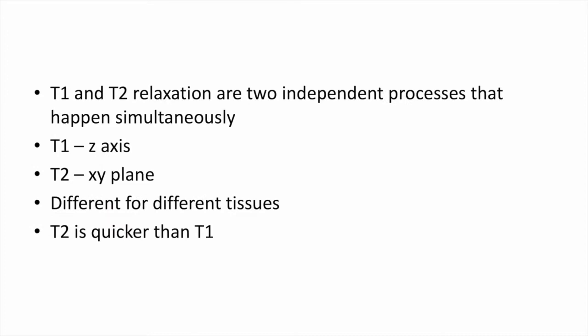So, to make it short, T1 and T2 relaxation are two independent processes that happen simultaneously. T1 relaxation happens along the z-axis, while T2 relaxation happens in the xy plane. These are different for different tissues, and T2 relaxation is a quicker process compared to T1 relaxation.